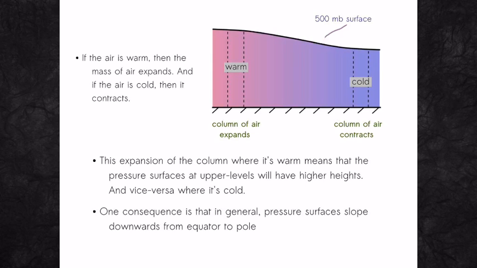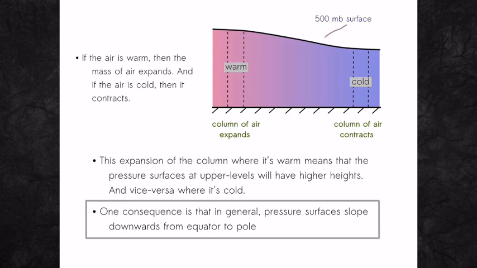I'm going to put a little box around this because it's something that's going to come up again and again. In general, your pressure surfaces will be higher over here where it's warm, and they'll be lower where it's cold to the north. And so there's going to be a slope from equator downward to the pole.